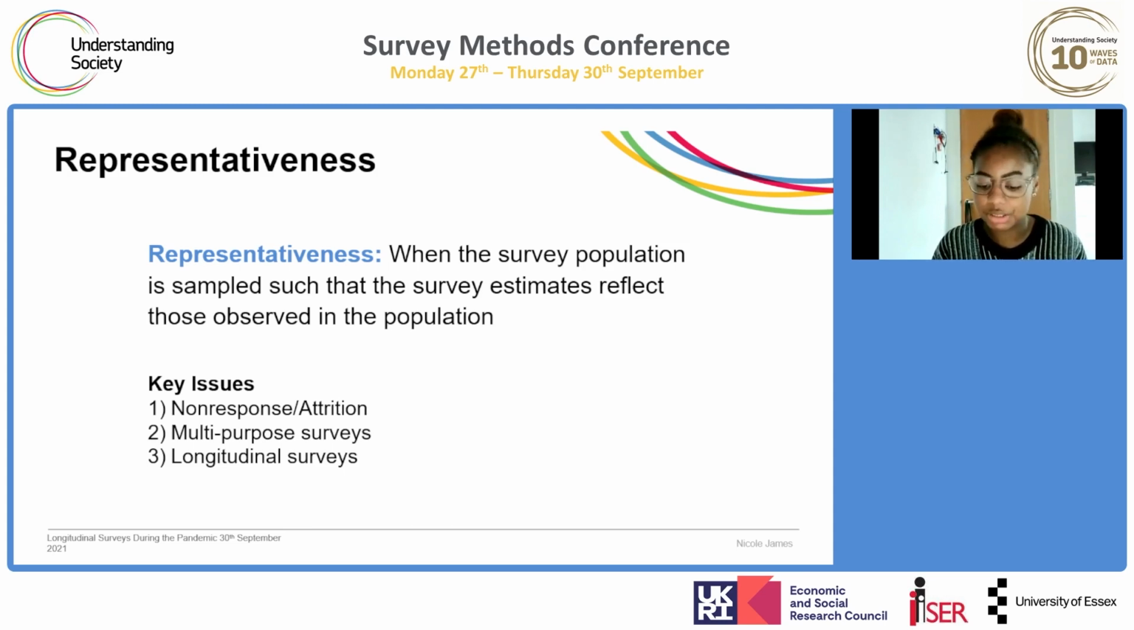So for multi-purpose surveys like Understanding Society, there's a compromise to ensure that the sample is representative, given the various analytical purposes. And again, for longitudinal surveys like Understanding Society, the concept of representativeness is more complex because of its dynamic nature. The population is ever changing and experiences changes such as birth, death, and migration, which can affect representativeness over time.